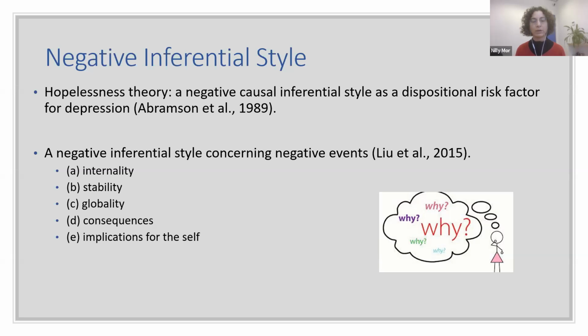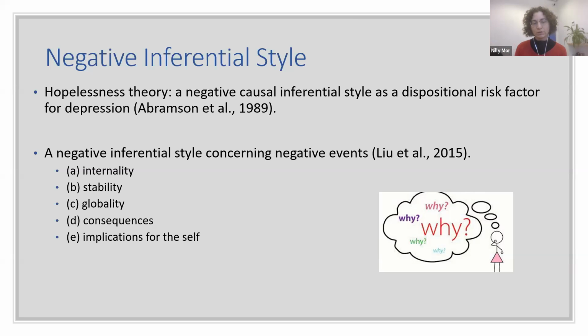So they would attribute it to internal causes. I failed the exam because I'm not smart, because I'm stupid. Okay, that's internal. To stable. So I'm stupid means that I'm not stupid just now, but rather stable over time. And global, meaning that it's not just in math that I'm stupid, but I'm stupid all across, okay? So it's global and not specific to a certain domain.